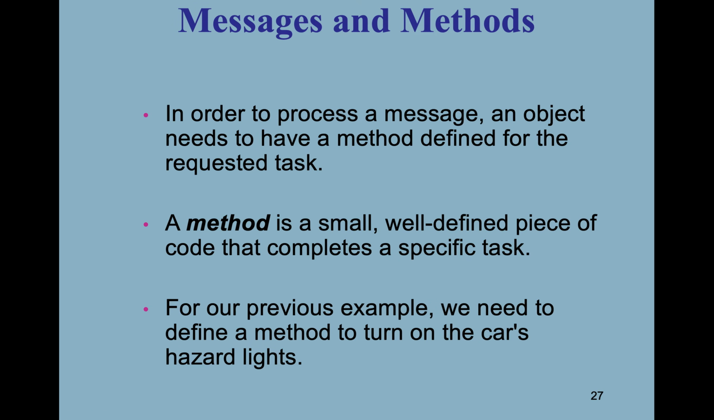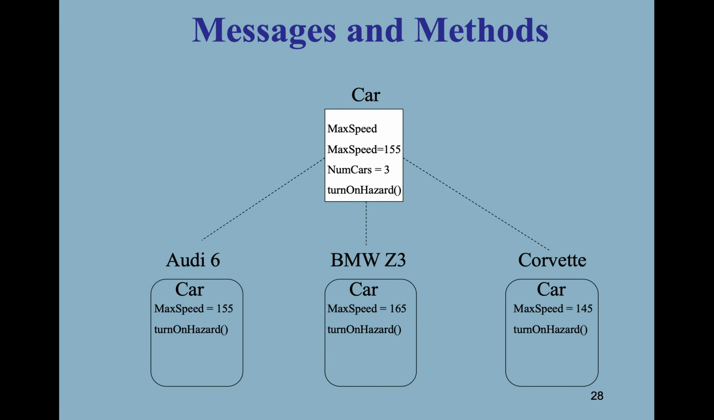So in order to process the messages, an object needs to have a method defined for the requested task. We all know about this from the beginning C++ course you took. The method is a small, well-defined piece of code that completes a specific task. So for our previous example, we need to define a method to turn on the car's hazard lights. So we put the method in here, turn on the hazards, and then each one of the instances can run it. This is an instance method. So each one of the instances that are created of the car type can run this method. You don't have to repeat it in here. It already has access to it.